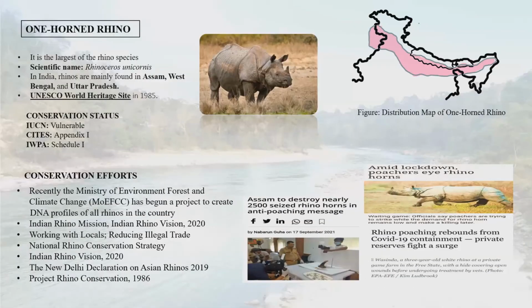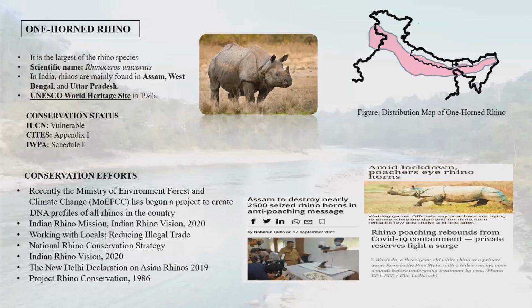The last species we have is the one-horned rhino. It is the largest of the rhino species in India. They are mainly found in Assam, West Bengal and UP. According to IUCN, it is vulnerable now. In the lockdown period, the poachers also had their eye on rhinos' horn.